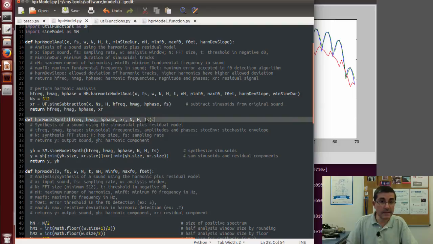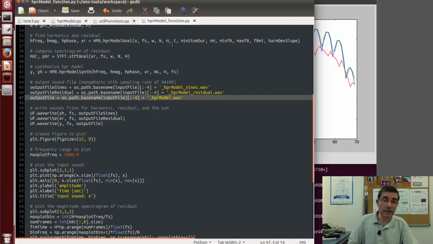And then the synthesis basically receives back the harmonic magnitudes and phases that we analyzed and the residual signal, and simply puts it together. So it calls the sinusoidal model synthesis that we already have seen, and it simply adds these sinusoids with the residual. And that's all.